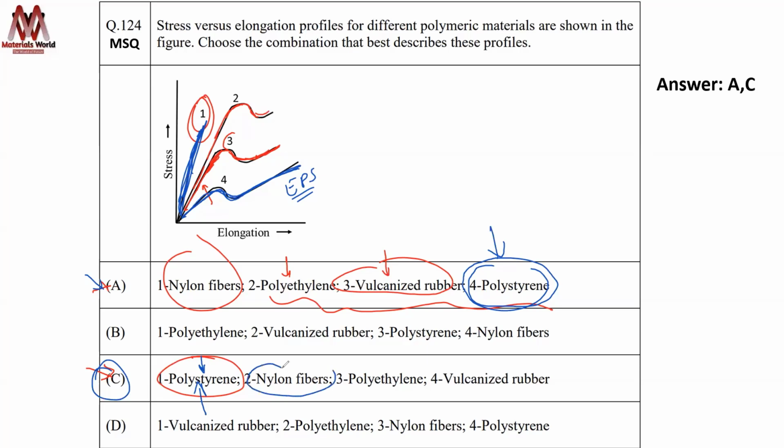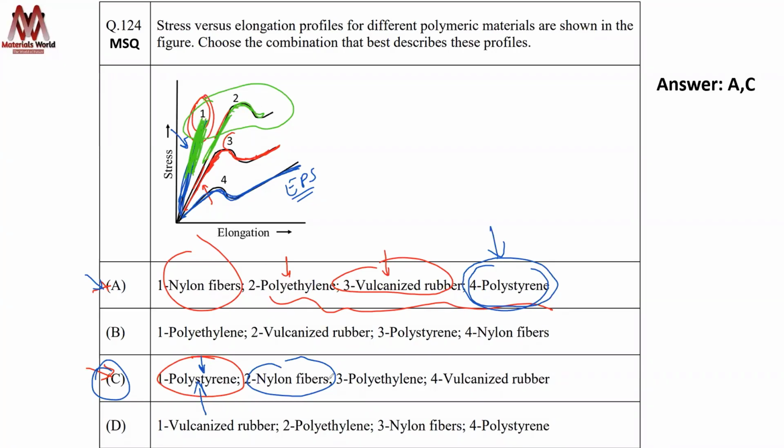Second is nylon fiber. Now they're telling us this could be nylon, and this could also be nylon. That means nylon is not just a single nylon. There are many types of nylon. Nylon 6, nylon 66, nylon 610. So this could be one nylon, and this is a different type of nylon. Can both be nylon? Yes. This nylon has a relatively higher modulus than this nylon. And of course, this nylon is not showing a lot of plastic deformation. It's a fiber, so it's showing very little.